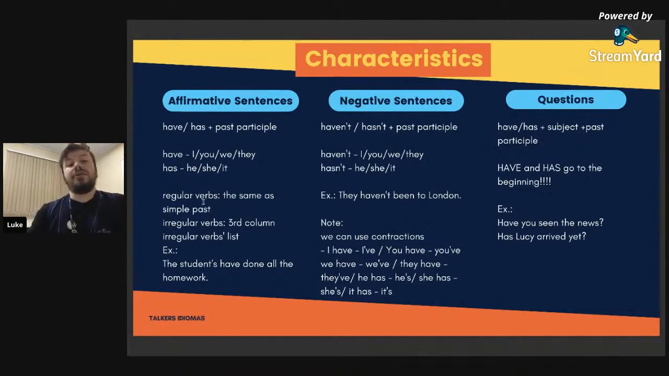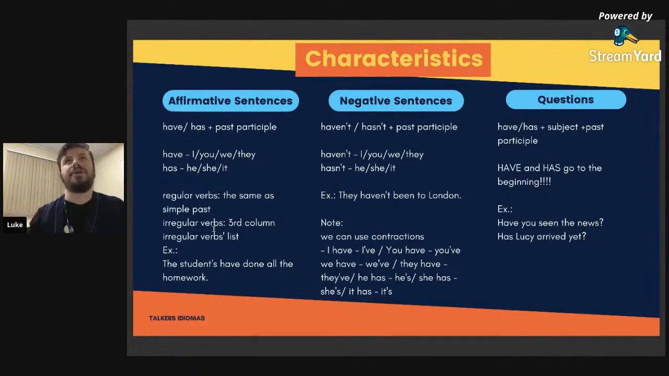Okay? So for regular verbs, the rules are the same as the simple past. You have to take care of the ending of the verbs. You have to see if you have to double the letter, or if you have to omit the y. Yes? The same rules as the regular verbs for the simple past. If it's an irregular verb, then you have to check the third column of an irregular verbs list. Okay? Why? Because as they are irregular, sometimes the past participle form is different from the simple past form. Sometimes it's the same, but some other times they are different.